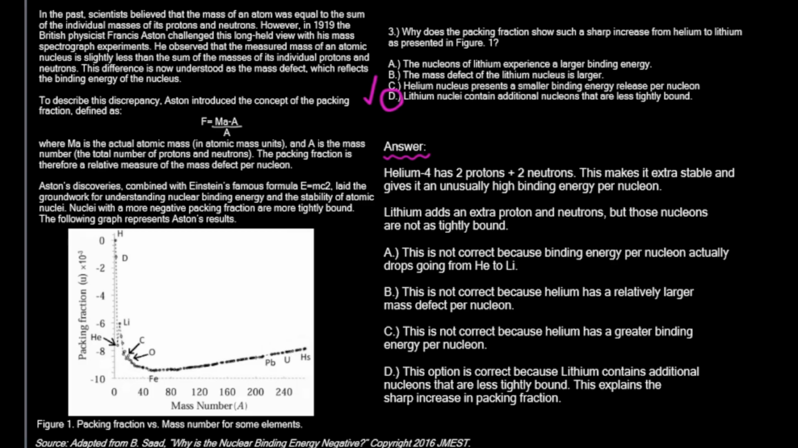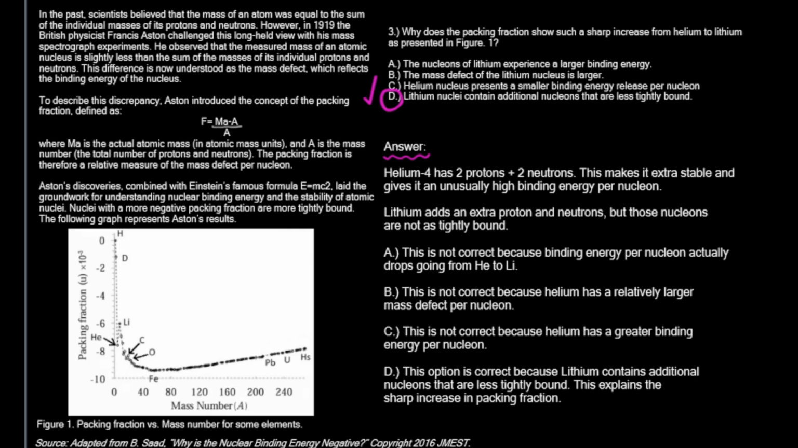Question number 3. It says, why does the packing fraction show such a sharp increase from helium to lithium as presented in figure 1? Answer choice A states the nucleons of lithium experience a larger binding energy. B, the mass defect of the lithium nucleus is larger. C, helium nucleus presents a smaller binding energy release per nucleon. And D, lithium nuclei contain additional nucleons that are less tightly bound. Answer choice D is the correct answer.